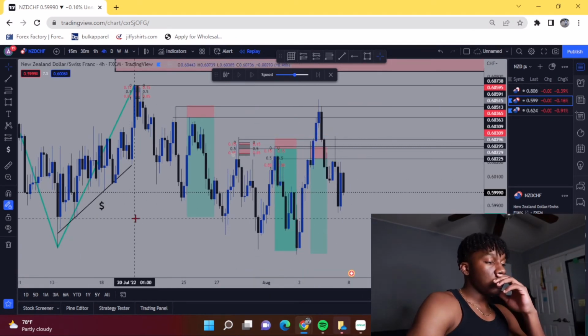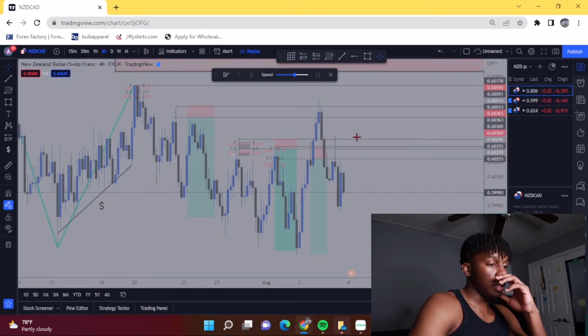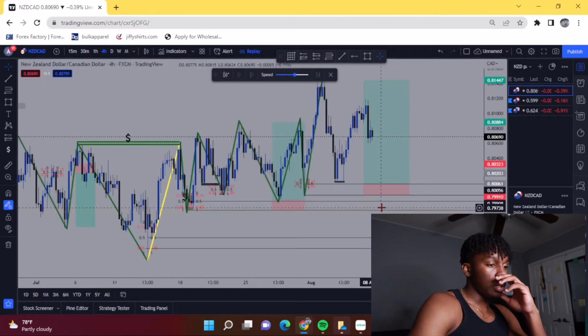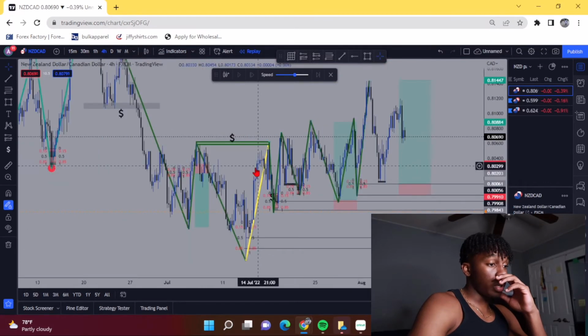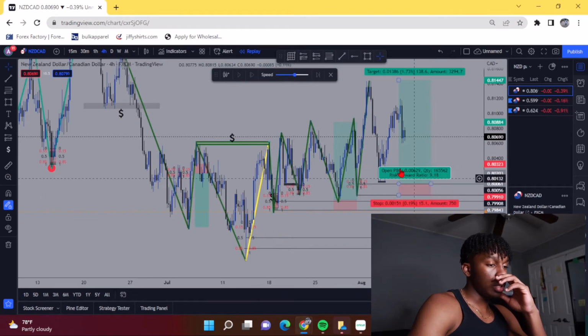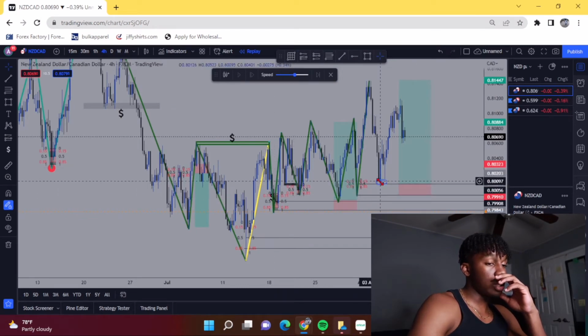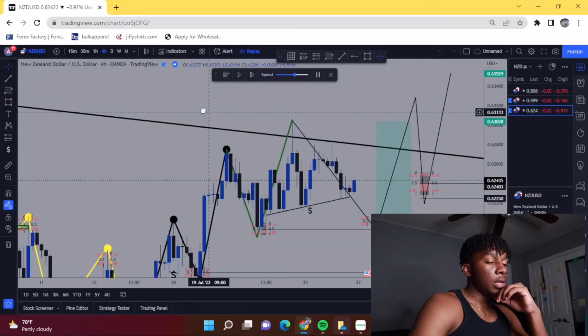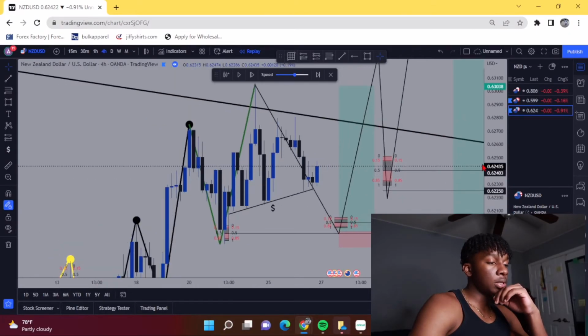But yeah, as you can see, NZD CHF was also building up liquidity right here. NZD CAD building up liquidity everywhere. There's liquidity here, there's liquidity down here, liquidity right here on this next possible trade that I'm looking for next week. But yeah, as I was saying, back to this, the way that I just seen the market fluctuating just made sense to me.